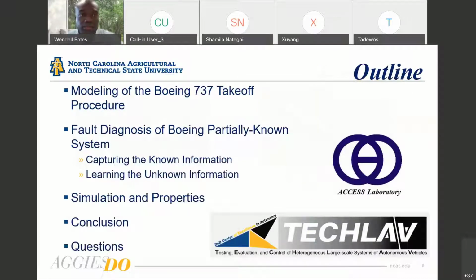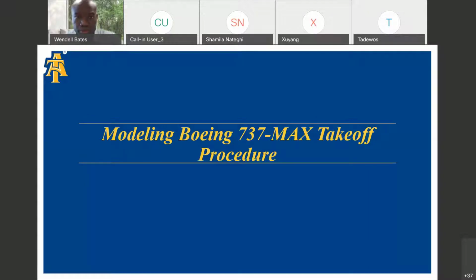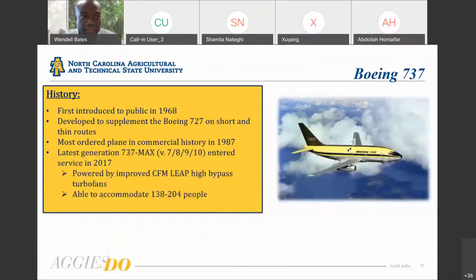And so the outline of the rest of the talk today will be about modeling the Boeing 737 takeoff procedure, fault diagnosis of the Boeing partially known system that we derived from the model, simulation, and then properties of the algorithm, conclusion, and any questions. And so we begin with modeling the Boeing 737 MAX takeoff procedure.